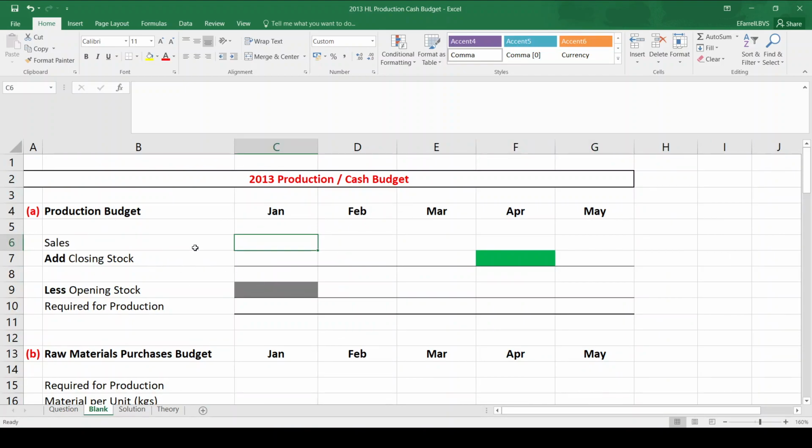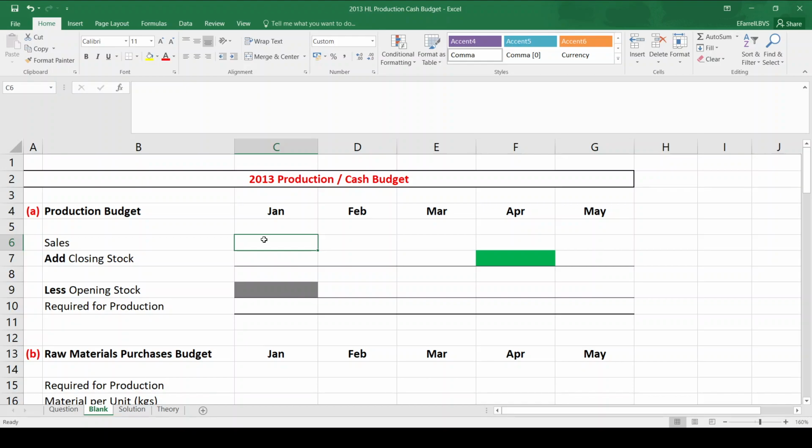For the production cash budget, with the production budget for part A, we start off with sales. Then we add closing stock because whatever we want to have at the end of the month in closing stock, we have to make those also. And we take away opening stock because any stock coming forward from the previous month, we won't have to make again.